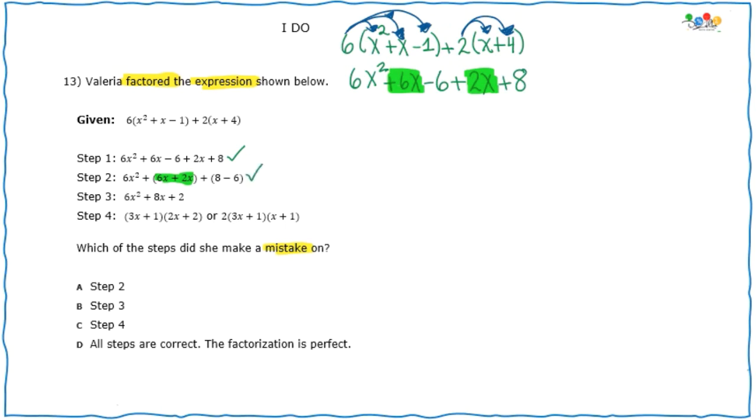Step 3 seems to me that they are combining the terms already, right? So let me write down the one that I didn't do anything to, 6x squared. 6 plus a 2 gives me 8x. And minus 6 and a plus 8 gives me a plus 2, which is what I see on step 3. So far, all my steps have been correct.